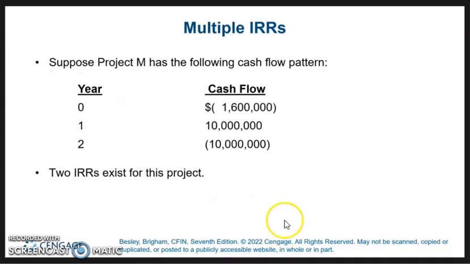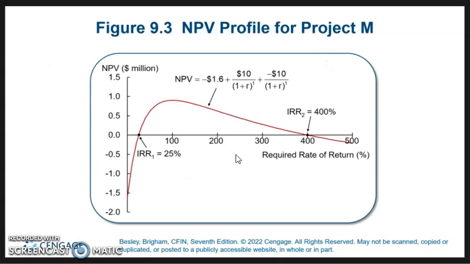As I mentioned, multiple internal rates of return. In this example, we've got a project with an initial cost of $1.6 million that generates $10 million in revenue in the first year and has a cost of $10 million in the second year. It would be an odd project structure, but if we look at the NPV profile of this project, we've got two IRRs, 25% and 400%. Both of those would result in an NPV of 0.